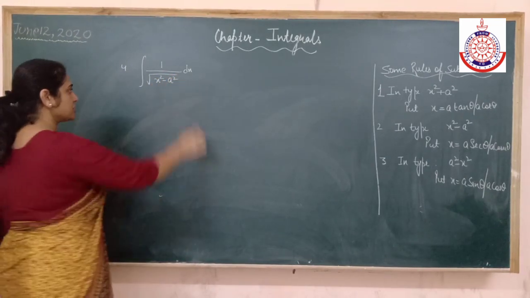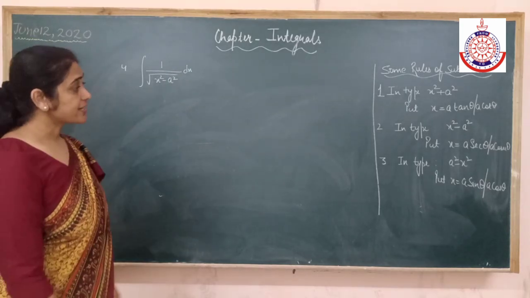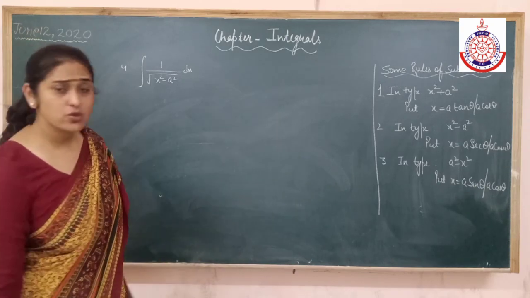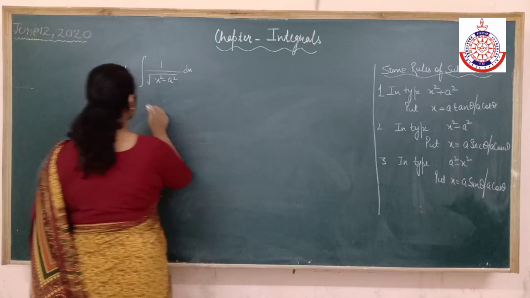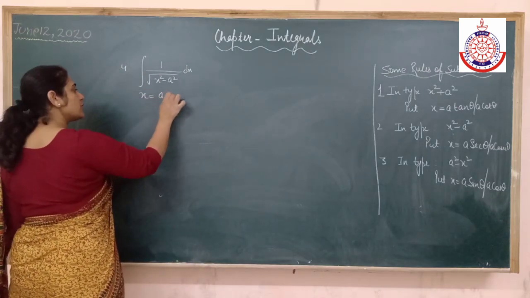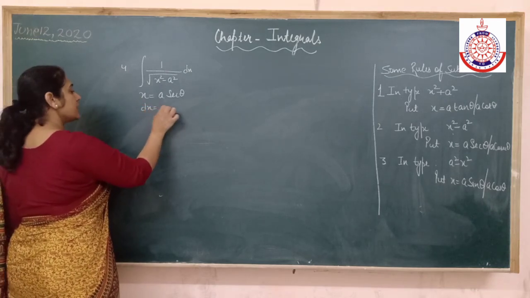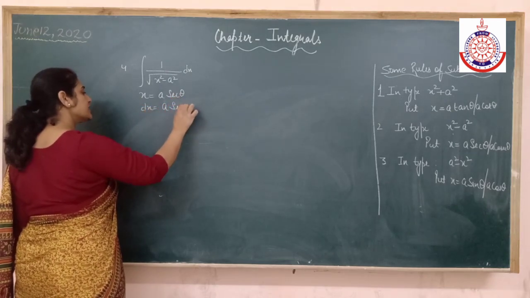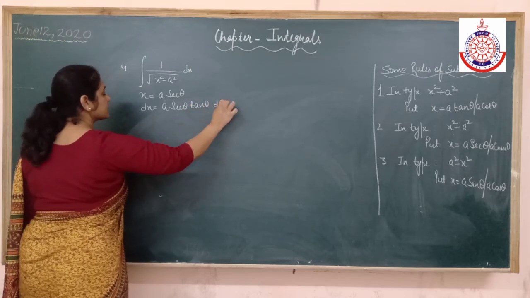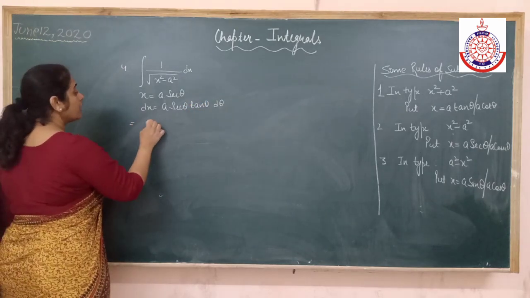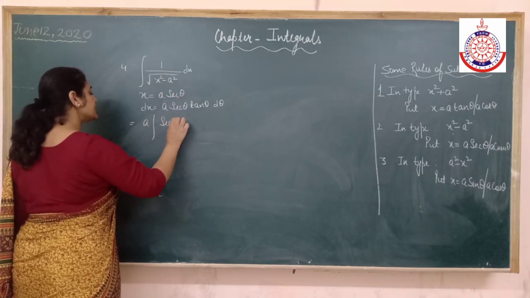Let's do the following sequence. Alright. 1 upon under root x square minus a square. Which form? X square minus a square, the second one. So I'll put x equals a secant theta. Differentiate dx. A is a constant. Differentiation of secant theta is secant theta tan theta d theta. Substitute. A I'll take out. In place of dx, it is a secant theta tan theta.